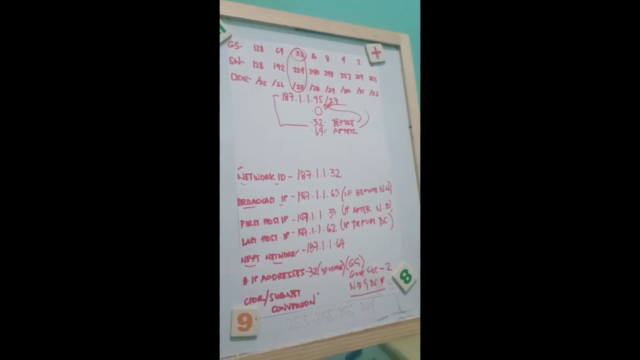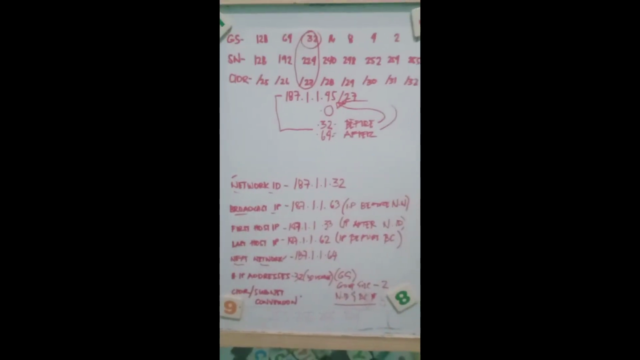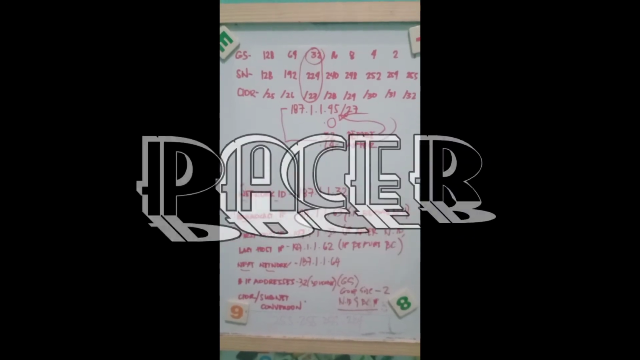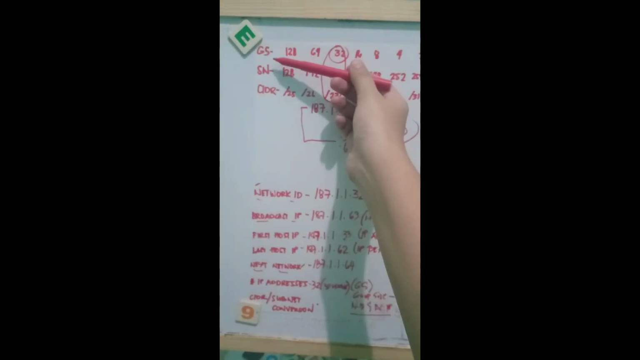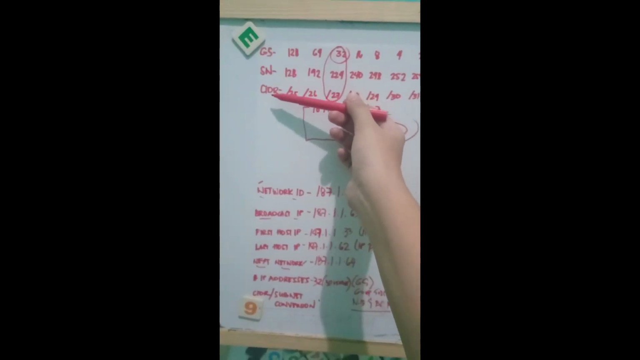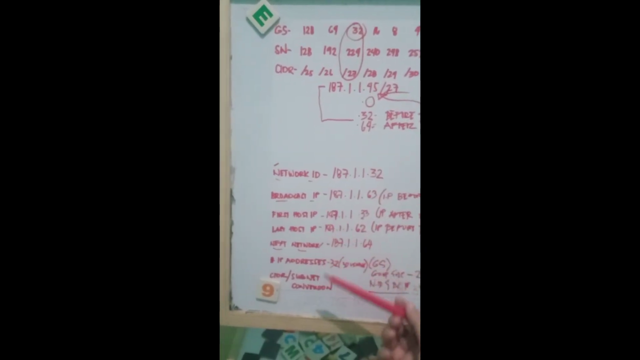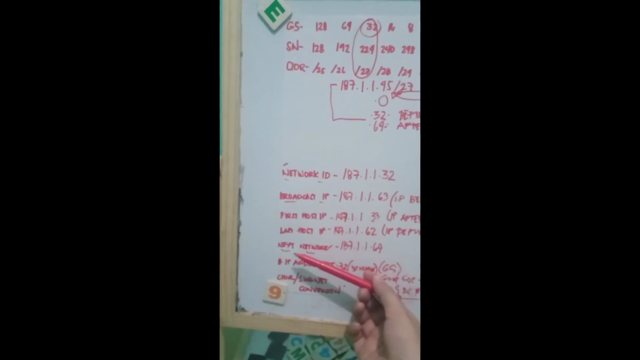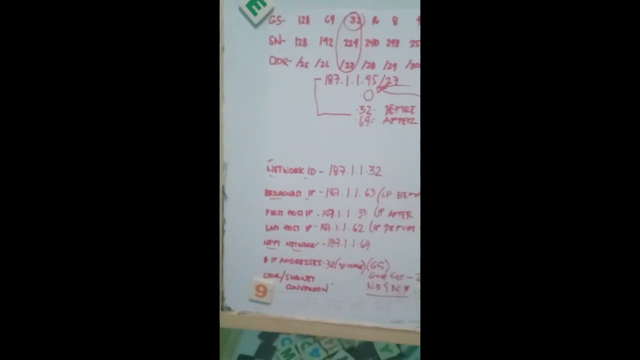Once again, let's have a recap. This is our subnetting table: group size, subnet, CIDR, or classless inter-domain routing. We have the 7 entries of subnetting to look for: the network ID, the broadcast IP, first host IP, last host IP, next network, number of IP addresses, and the CIDR or subnet conversion.